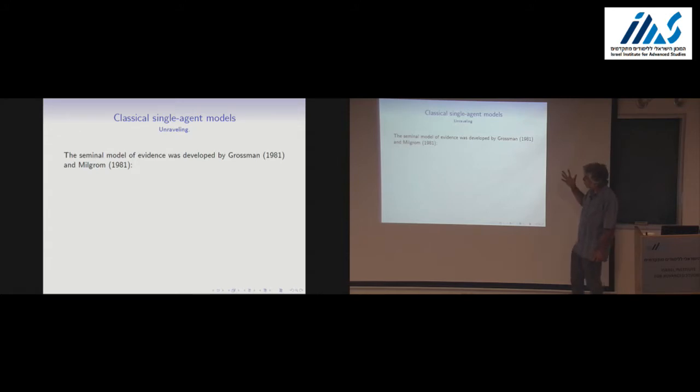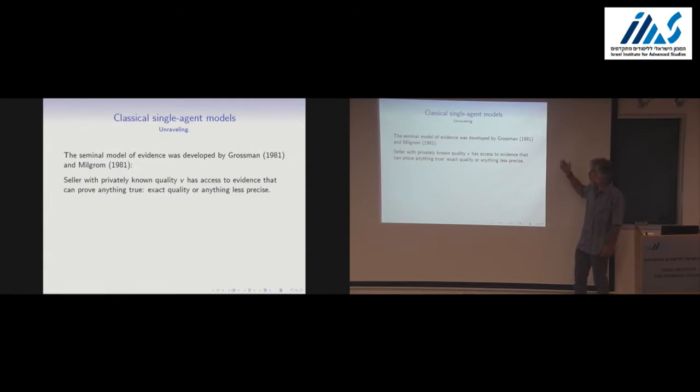Okay, so the seminal model of evidence, at least in economics that I know of, was developed by Grossman and Milgrom. In this model, there's a seller who has a certain quality, and he has evidence such that he can prove anything that's true. So he can prove his exact quality, or he can say his quality is in some interval that includes the true quality, or any sub-collection of qualities so long as it includes the true quality. So evidence, as is clear from what I'm saying, has to be correct, and that was implicit in the way I modeled it so far. And the seller wants to be thought of as having the highest possible quality.